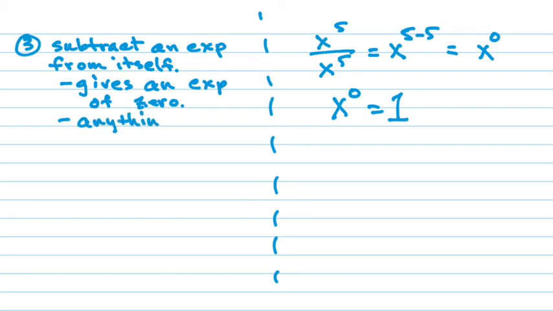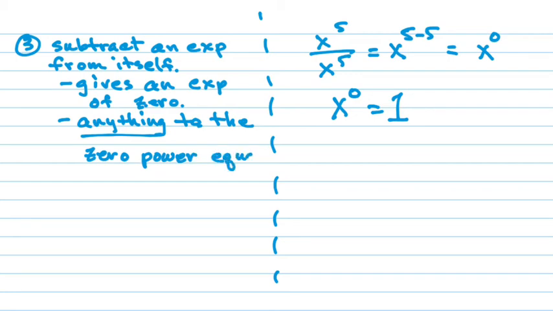Anything to the 0 power, and remember, power is just another word for exponent or index, equals 1, no matter what. And that makes perfect sense if you go back up to the division in the beginning. The reason this became a 0 is because x to the 5th divided by x to the 5th is something divided by itself, isn't it? And anything divided by itself has to equal what number? 1. Doesn't matter what it is. Anything divided by itself always equals 1.